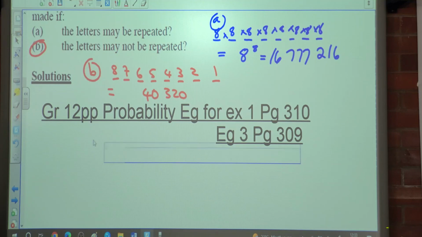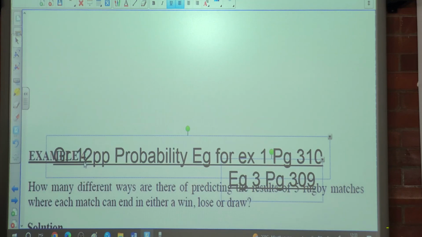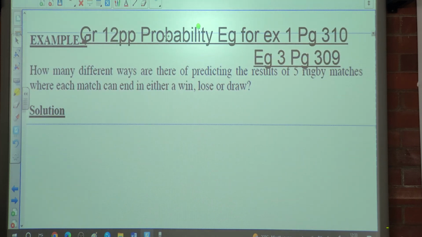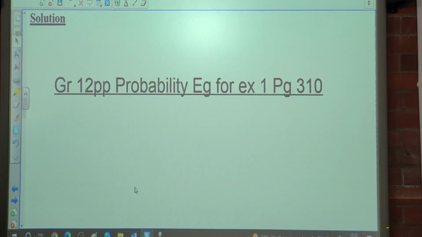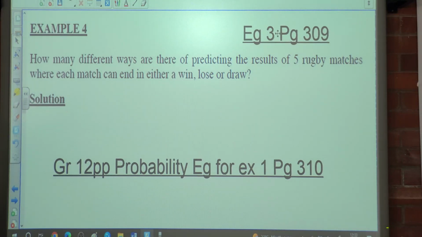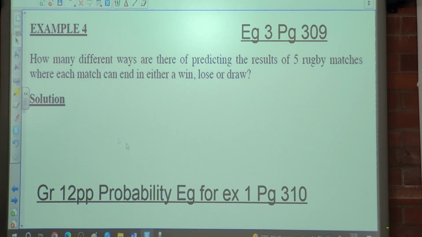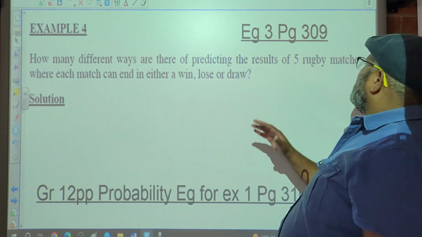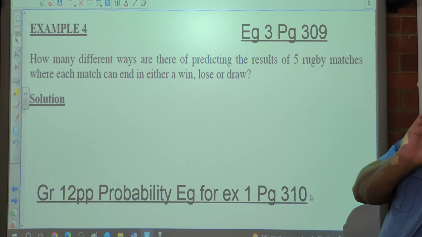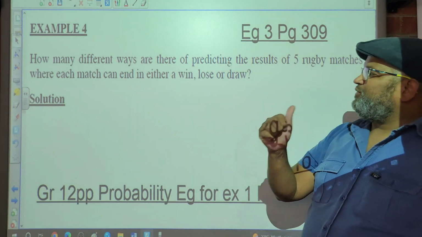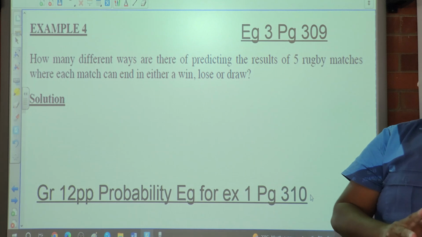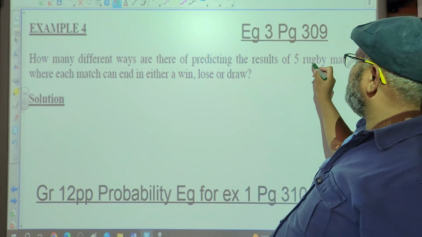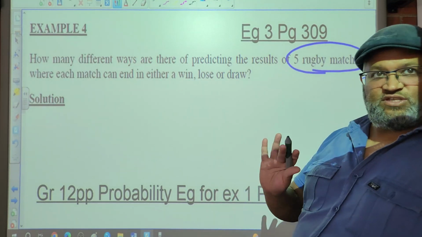Example 4 is on the same page. Here we are told: how many different ways are there to predict the result of 5 matches, where each match can either be a win, loss or draw? So how many blanks do I draw here? There are five rugby matches, so there are 5 blanks.